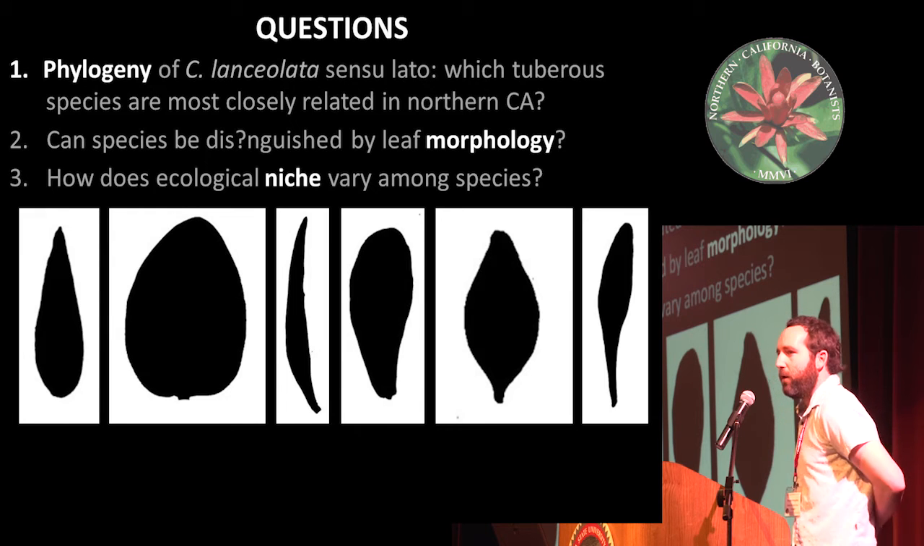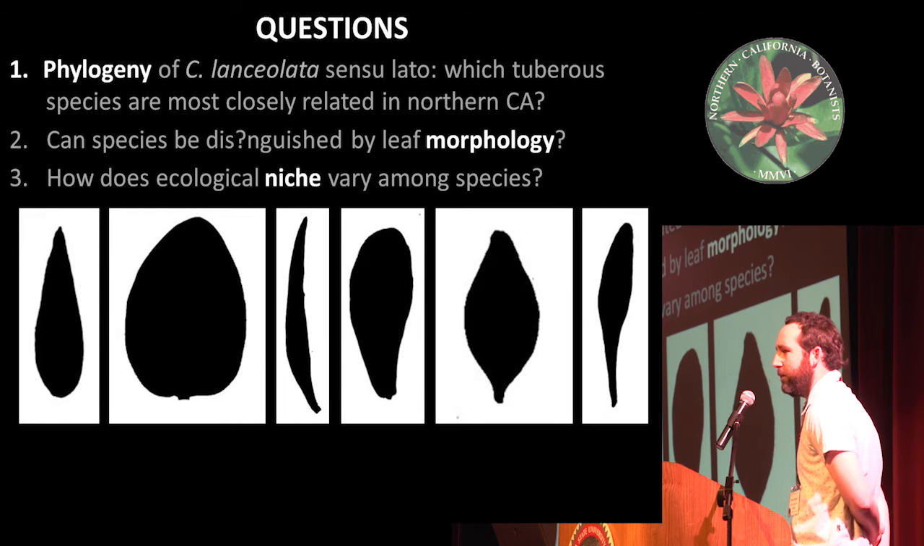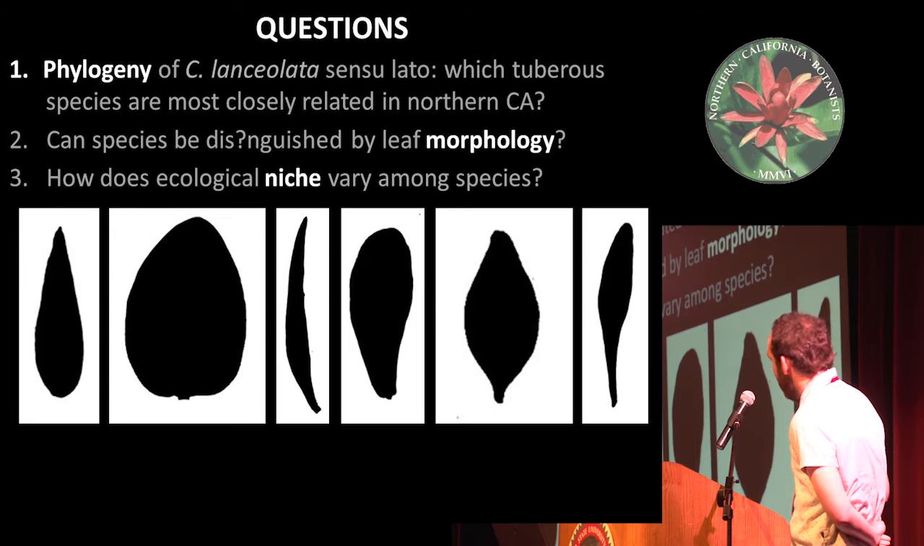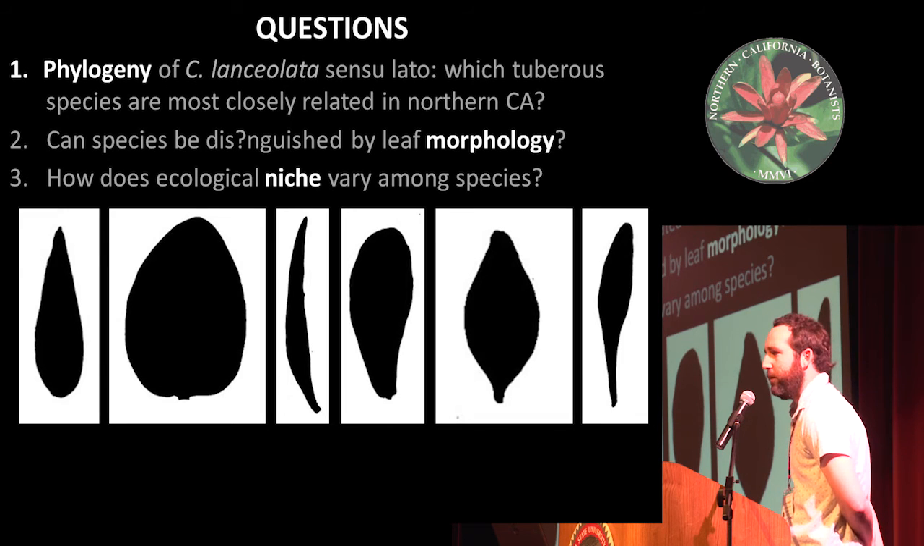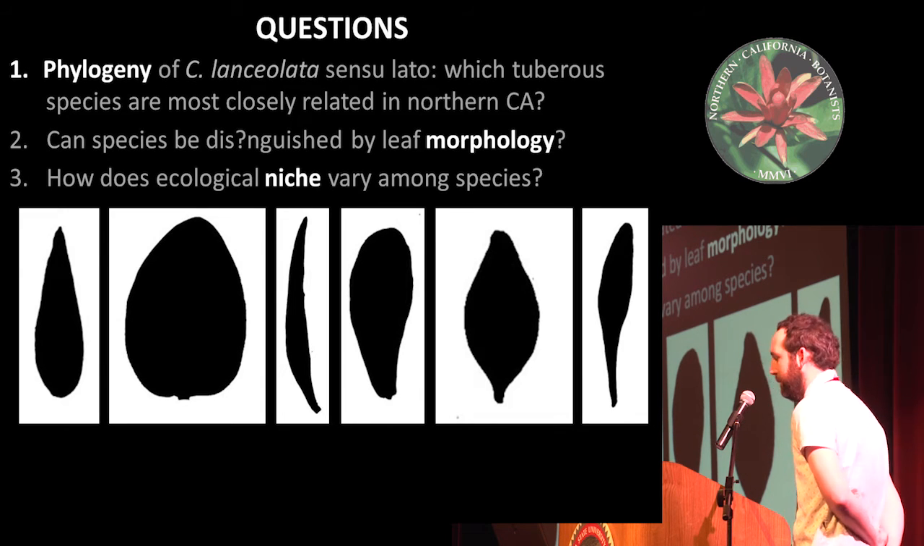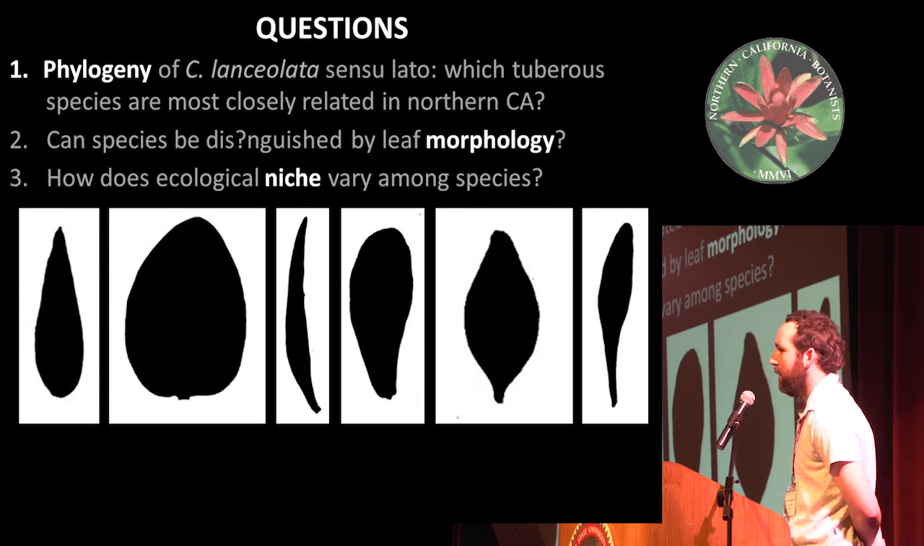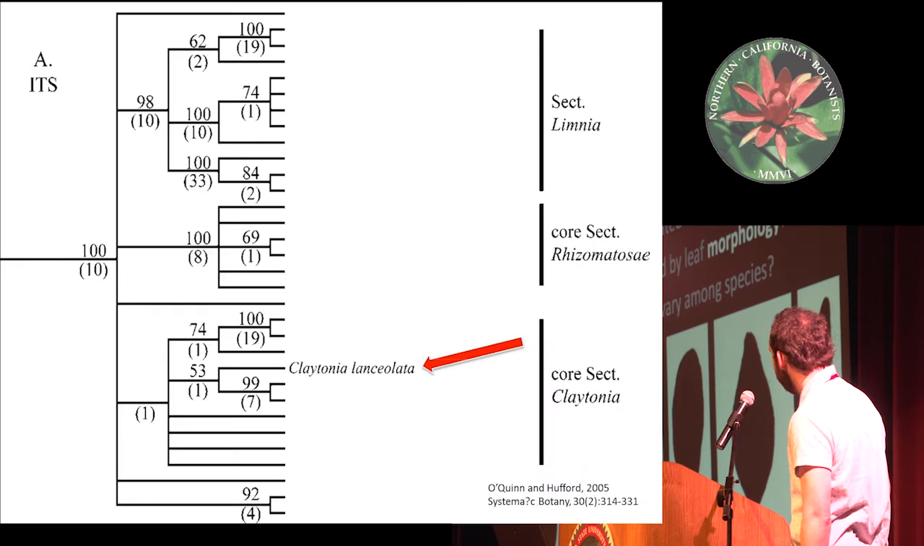And then I'm going to talk about using morphometrics and this application of elliptical Fourier to these outlines of leaf shapes. So this is just a representation of some of the diversity of leaf forms of these different species. And then lastly, I'll touch on how ecological niche varies for these different species, focusing on habitat type in terms of landform and also rock types.